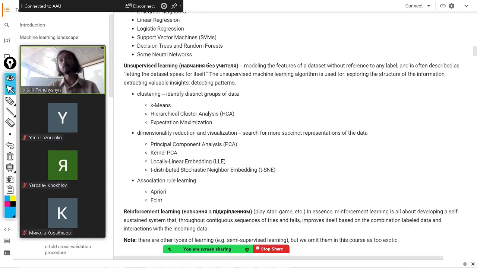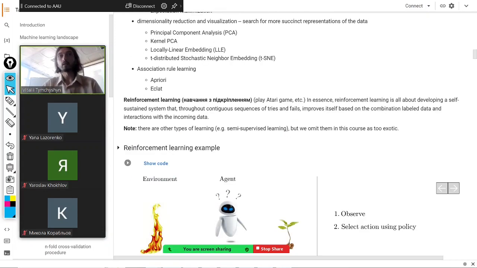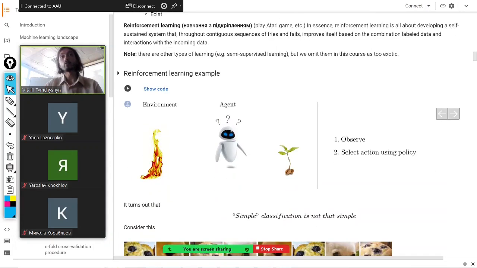That's methods like PCA, LLE, t-SNE, and so on. Okay, and reinforcement learning. So I just wanted to show some nice picture of the reinforcement learning.